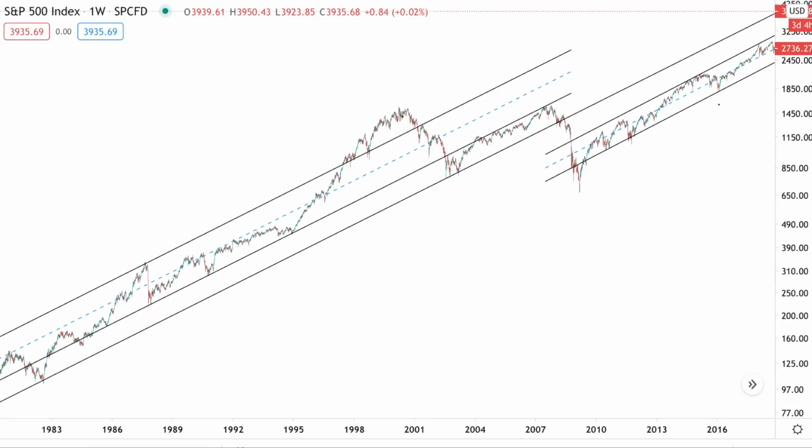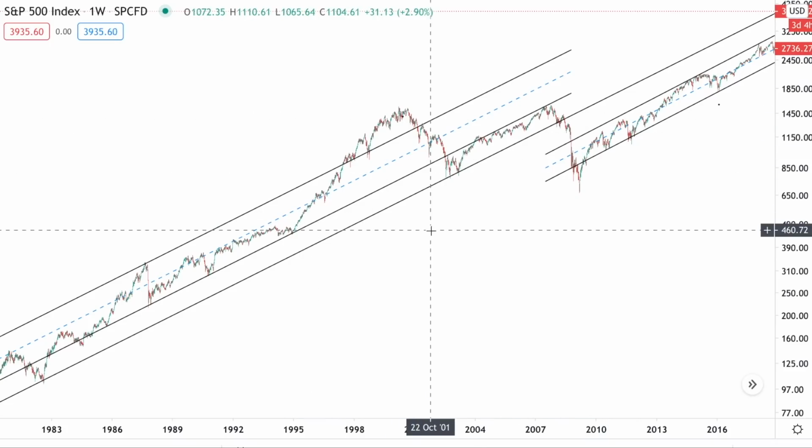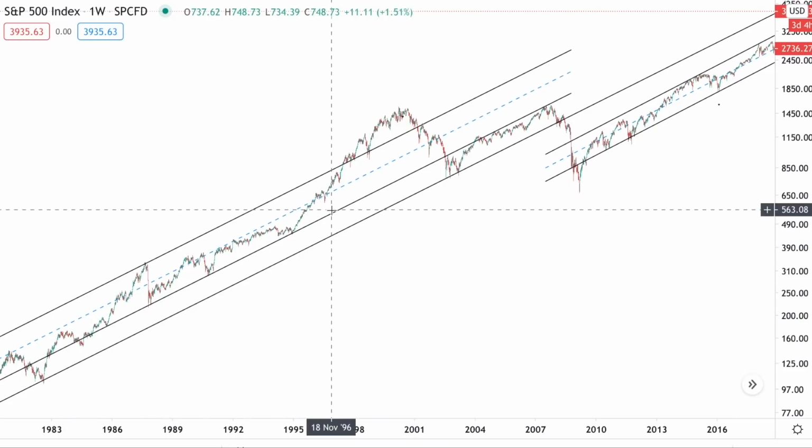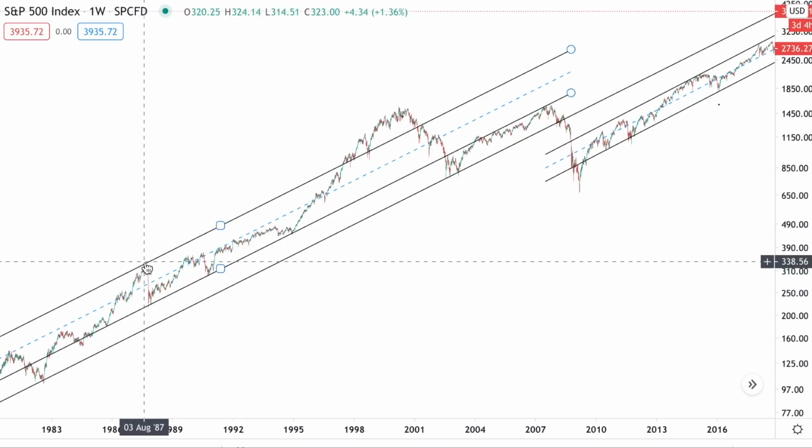Hi, this is Peter from Game of Trades, and in today's video we're going to take a look at this chart right here, because if you were an investor in the stock market for the past 50 years and you used this price channel to time your entries and time your exits in the stock market, you would have timed the market perfectly. So we're going to discuss that today.